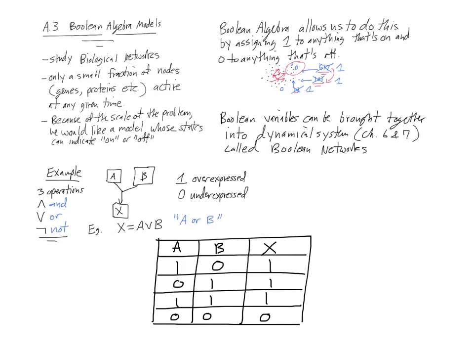And so to write this symbolically, the idea is that 1 or 0 is 1, 0 or 1 is 1, 1 or 1 is 1, and 0 or 0 is 0.